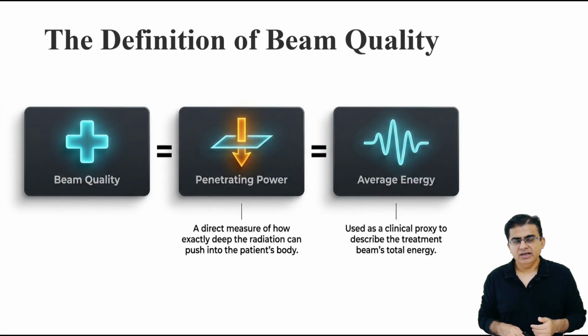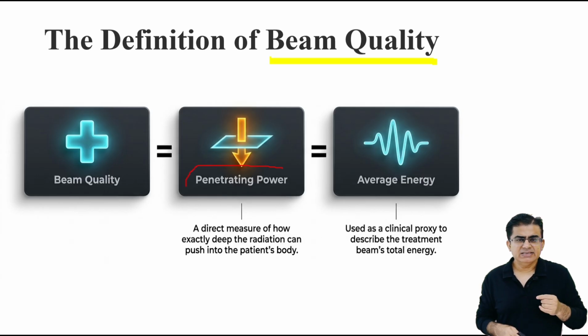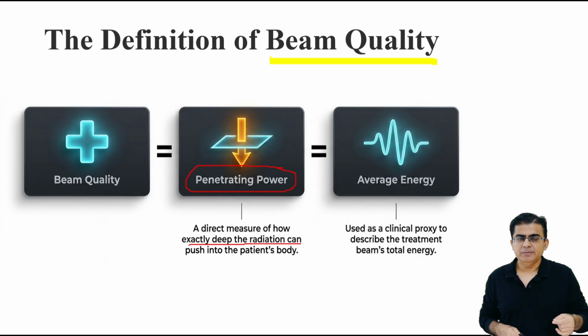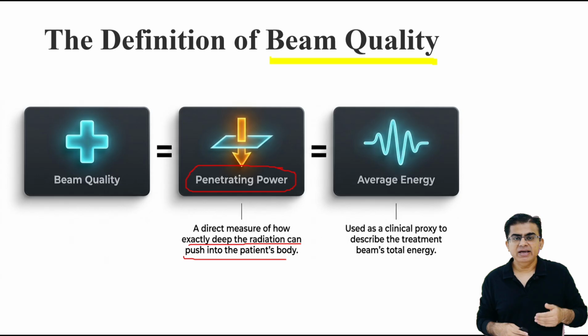You might be wondering what we actually mean when we use the term beam quality. In simple medical physics terms, beam quality is a direct measure of the penetrating power of the X-ray beam. It tells us exactly how deep the radiation can penetrate into the patient's body. It is basically used as a clinical proxy to describe the average energy of your treatment beam.